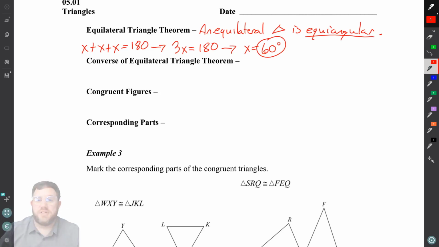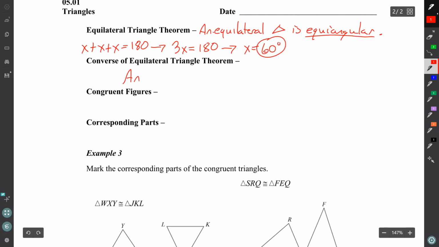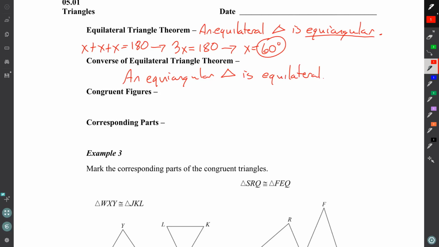The converse of that theorem, remember, converse is backwards, okay? And it just says an equiangular triangle is equilateral. So if we know all the angles are the same, then we also know all the sides are the same. If we know all the sides are the same, we also know all of the angles are the same.